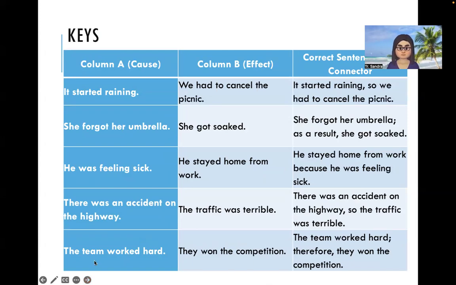Teacher, in number 4, can we use as a result instead of so? Yes, a little bit you can. Slightly different only. There was an accident on the highway. The traffic was terrible. So actually, I think I need to show you the difference between so, as a result and therefore, so that you may have a clear picture. If not, you won't have it. So what's the difference between the usage of so and as a result?